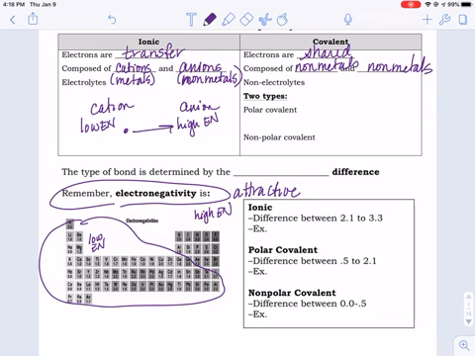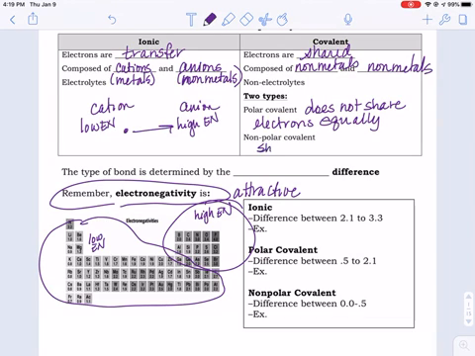Covalent compounds, however, you're working with atoms that both have relatively high electronegativity. So nobody's going to win the battle over the electrons. That's why they're shared. However, they don't always share equally. A polar covalent compound does not share equally. A nonpolar covalent compound shares electrons equally.